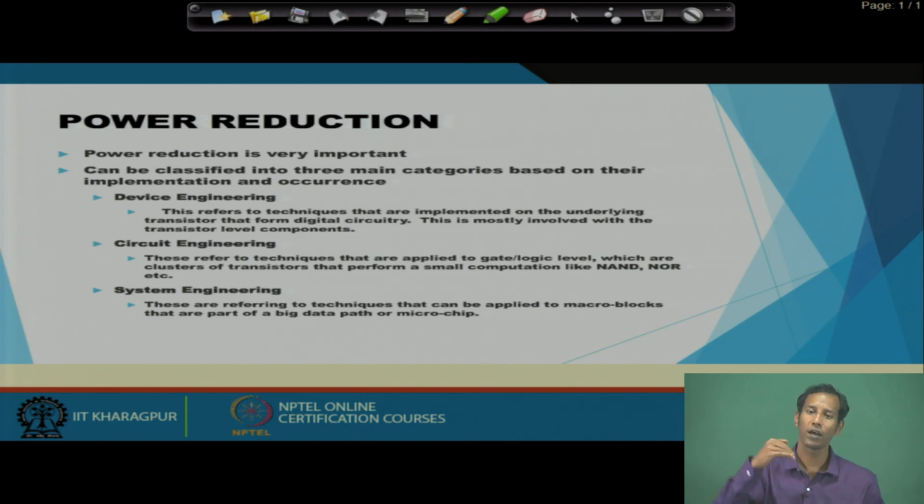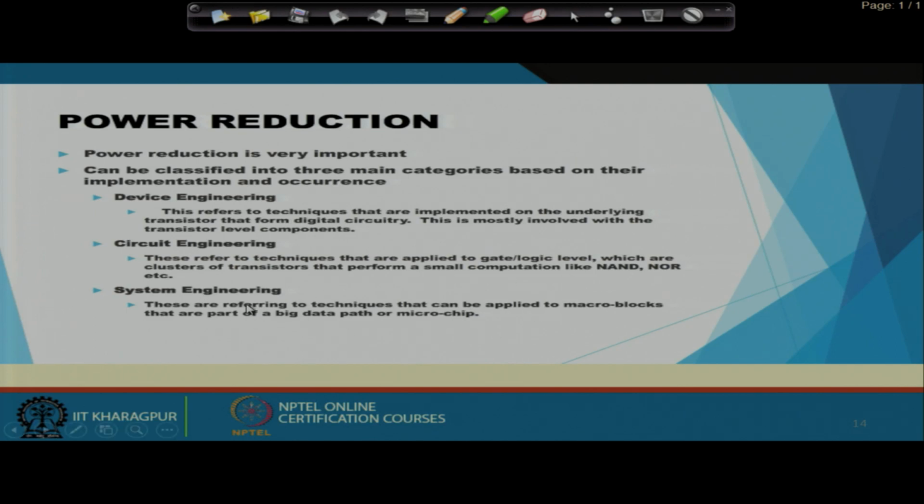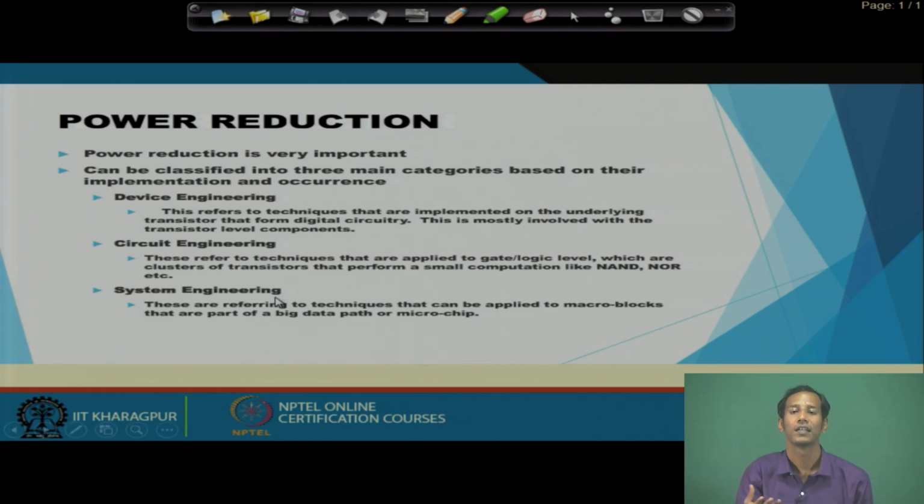If you can achieve power reduction at the lower level by a factor of x, and those transistors or gates are used in your main system a thousand times, or 10,000 times, you get that 10,000 times advantage by reducing the power at the device level or circuit level. And as you go up in the VLSI design flow, the less reduction you can achieve in power consumption.